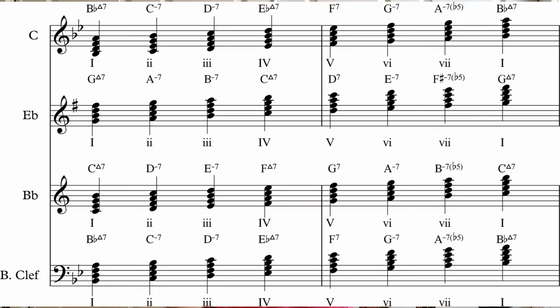Now, what do we talk about when we're talking about Roman numerals? Let's check that out. Okay, I've gone ahead and applied some Roman numerals to our example here. You can see I have a 1 chord under the first chord, 2, 3, 4, 5, and so on and so forth. So that's all we're doing.